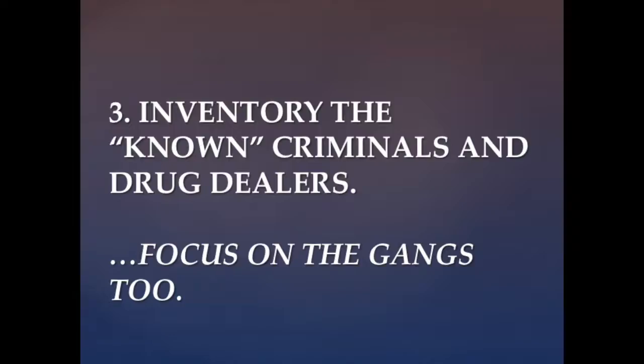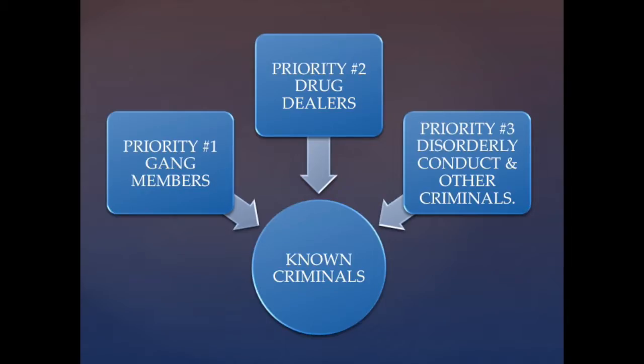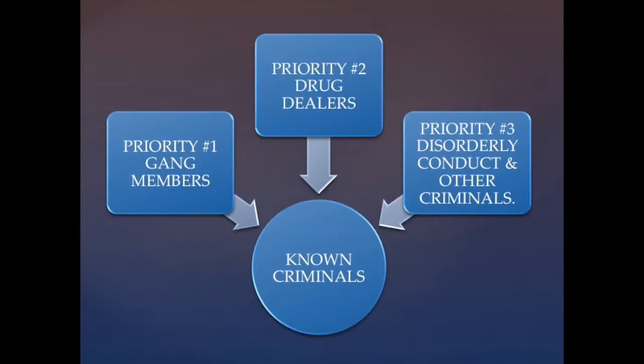Inventory the known criminals. This is chapter number 3, or section 3. Known criminals and drug dealers. Focus on the gangs too. And here's what I've divided in 3 things. Priority number 1 are gang members. Priority number 2, drug dealers. And priority number 3 are disorderly conduct and other criminal activity in their area.